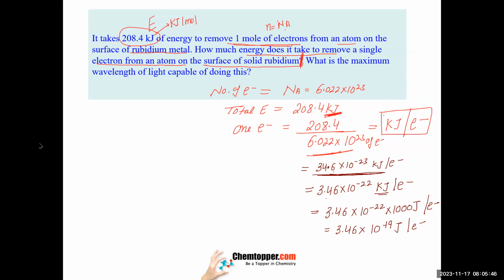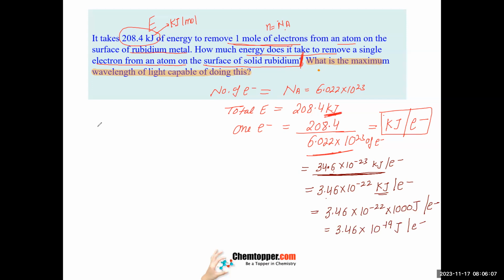Aditi, units are clear? The next part. What is the maximum wavelength of light capable of doing this?